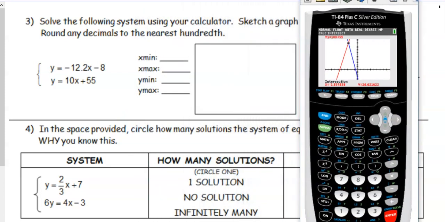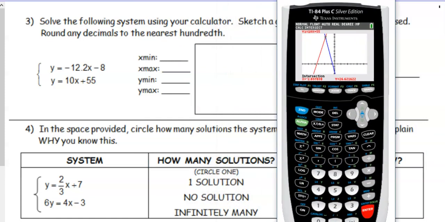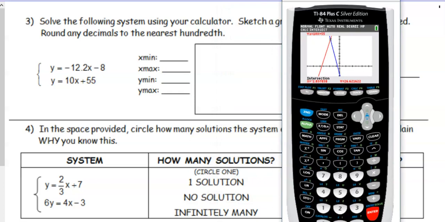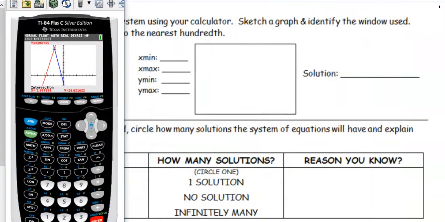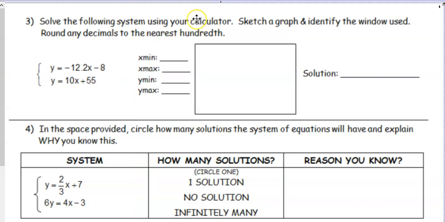Okay, round any decimals to the nearest hundredth, and we're going to write our window down here, and we're going to draw a sketch of the graph. So we're going to do all those things over here in our calculator. The first one is negative 2.84, nearest hundredth is the second decimal place, comma 26.62. So I'll go ahead and just write those answers in. So that is my solution, negative 2.84, comma 26.62.